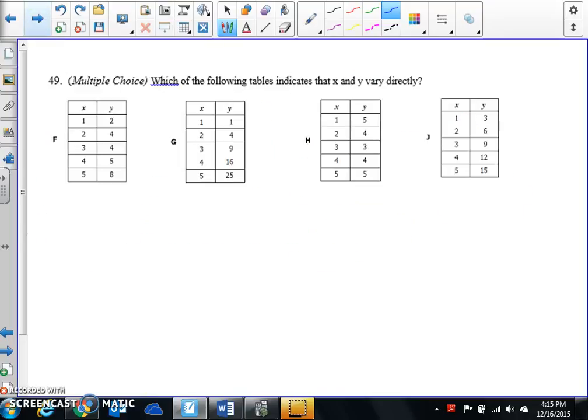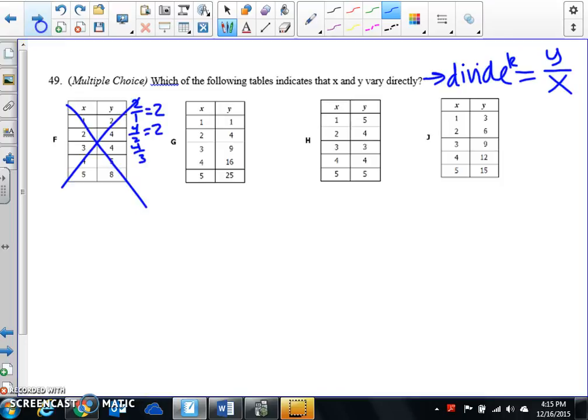All right, which of the following tables indicates that x and y vary directly? Directly means divide, which means y over x. My k is equal to y over x. So this would be 2 over 1, which is 2. 4 divided by 2 is 2. 4 divided by 3 is not 2, so that doesn't work.